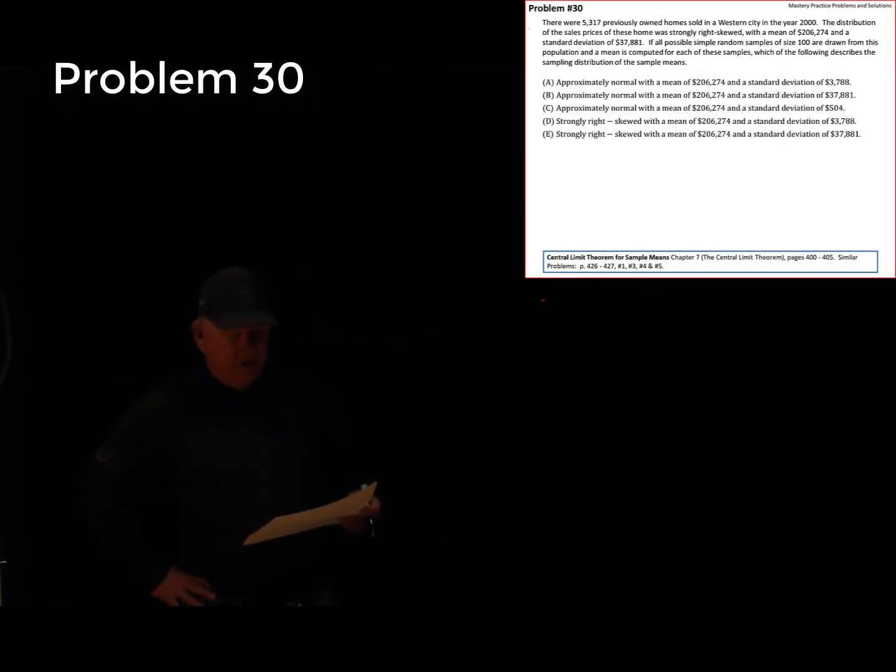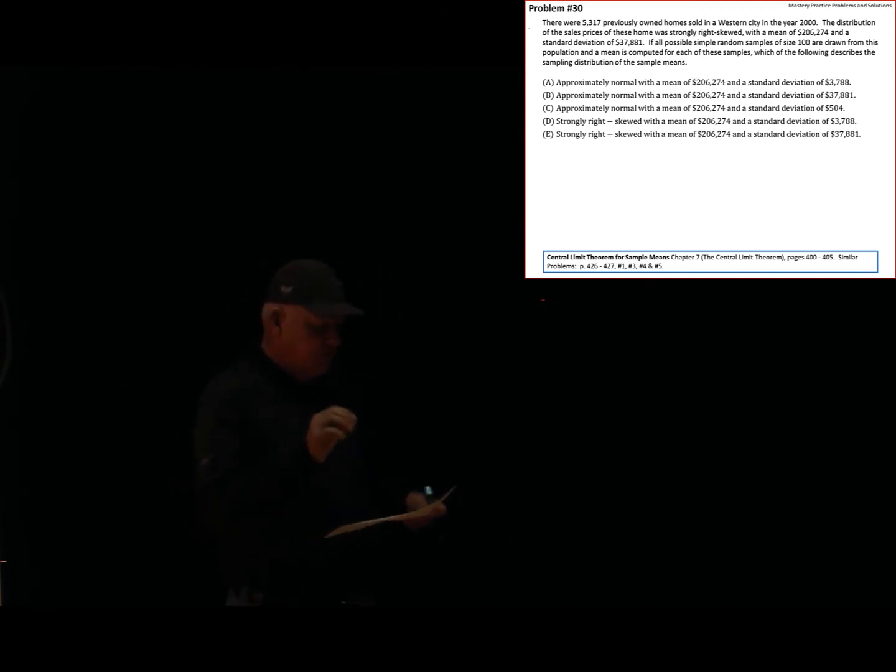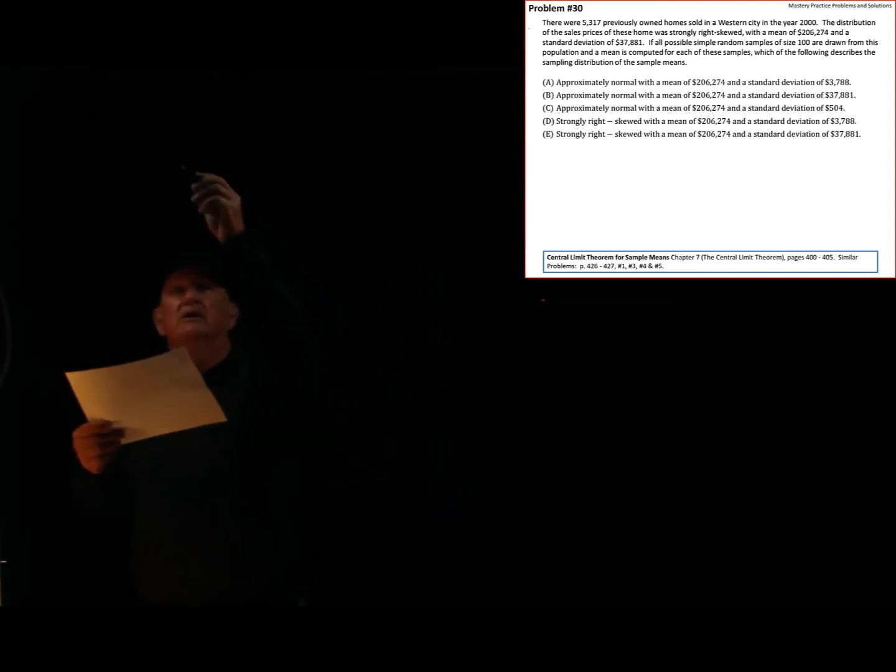There are 5,317 previously owned homes sold in a western city in the year 2000. The distribution of the sales prices of these homes was strongly right skewed, with a mean of 2,006,274 and a standard deviation of 37,881. So let me get that down.